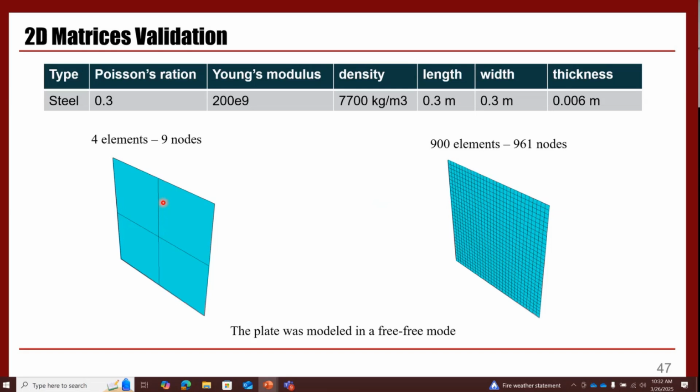So the first thing we did was to validate the matrices that we formulated using Mindlin plate theorem. We used ANSYS to do the validation of the matrix. And the property of the plate was a steel plate with this dimension, with a thickness of 0.006 millimeter. And then we used 2 configurations, 9 nodes and 961 nodes, which represents a much more perfectly meshed plate. And the plate was modeled in a free mode.